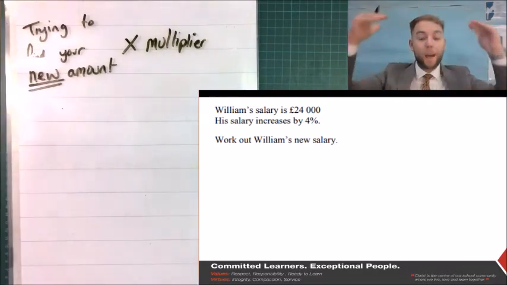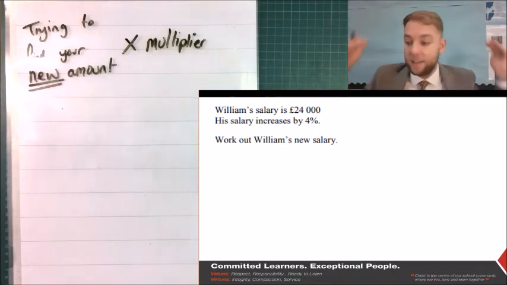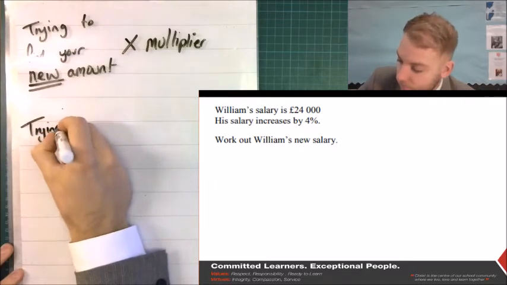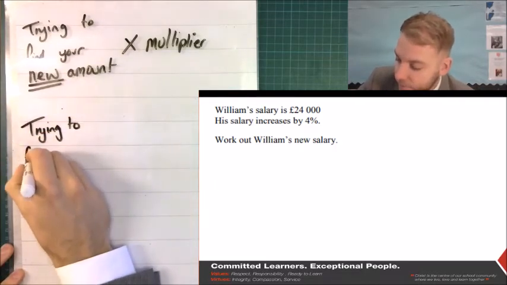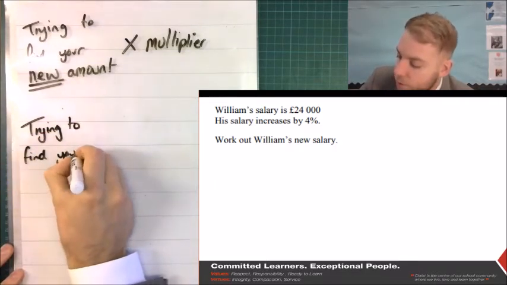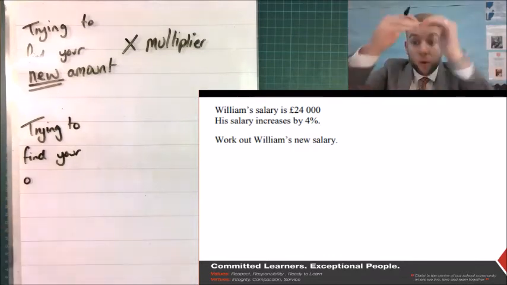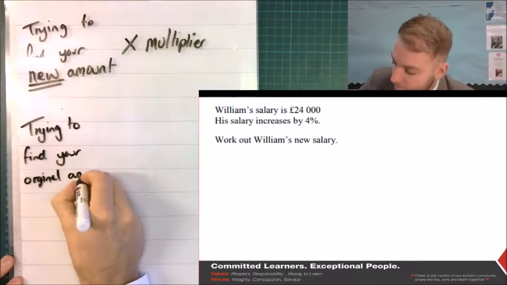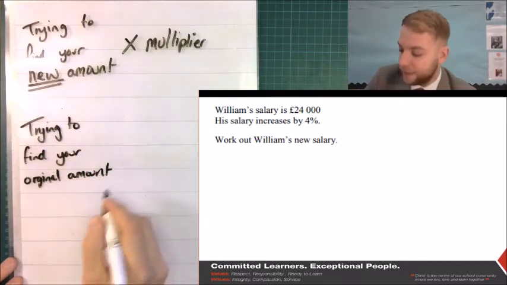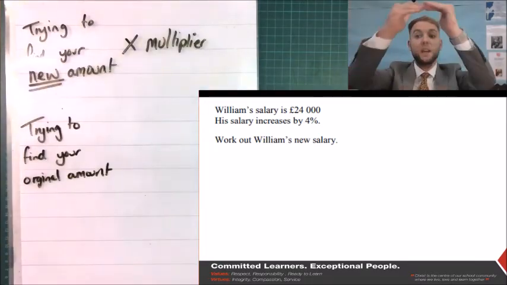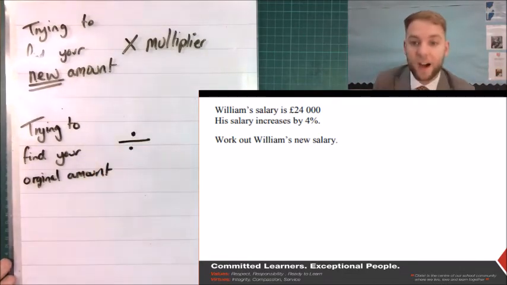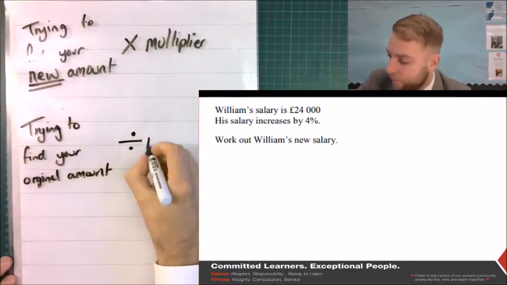If you've got to work backwards and you're trying to find your original amount, so what it was before, instead of times by your multiplier, you're going to be working backwards. So for these ones, you need to divide by your multiplier.